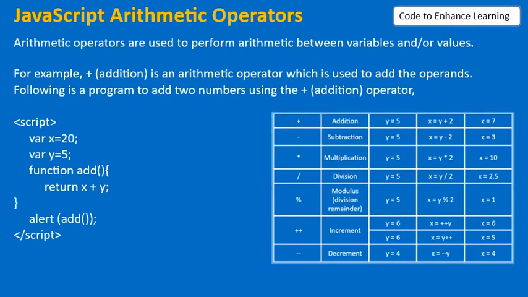Similarly, there are other arithmetic operators as you can see in the given table here. The subtraction, division and multiplication operators do the respective function as the name suggests. The increment operator increases the value of a variable by 1 and the decrement operator decreases the value of a variable by 1. Now, next on we move to the assignment operator.